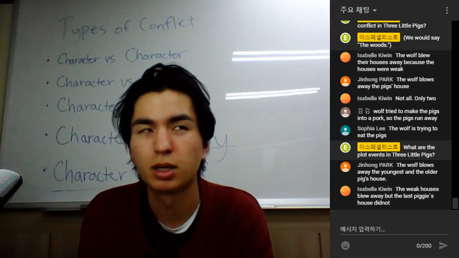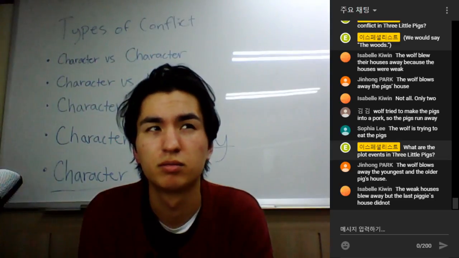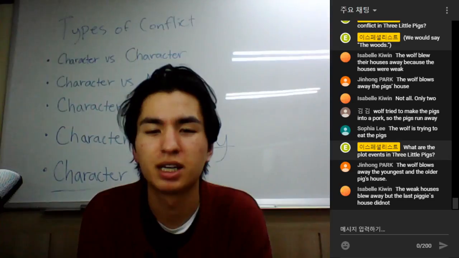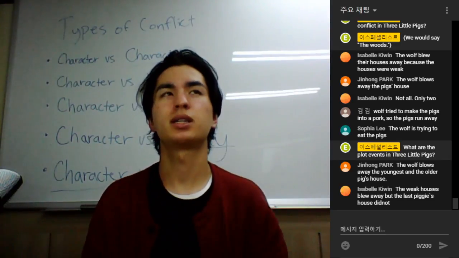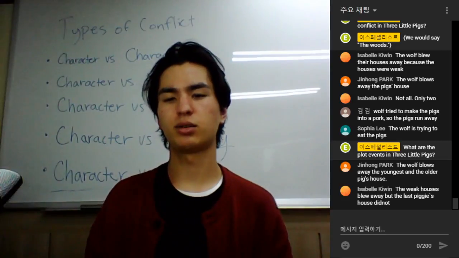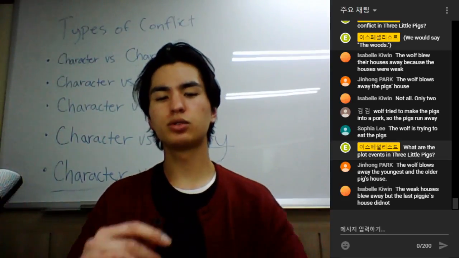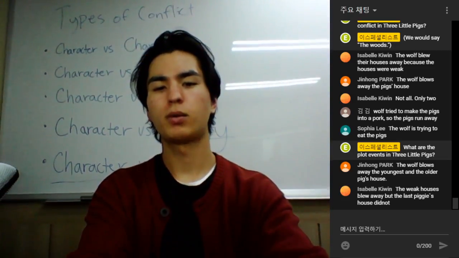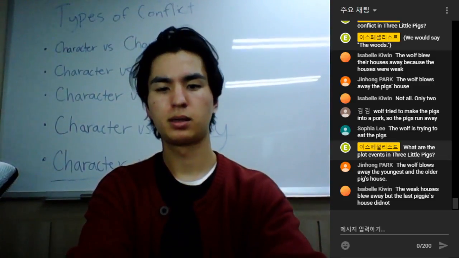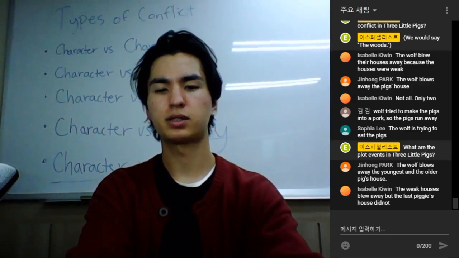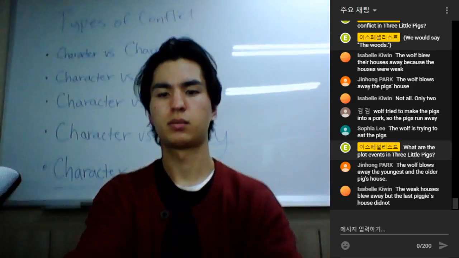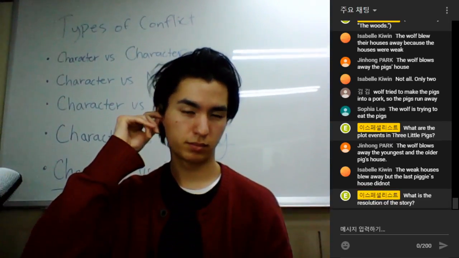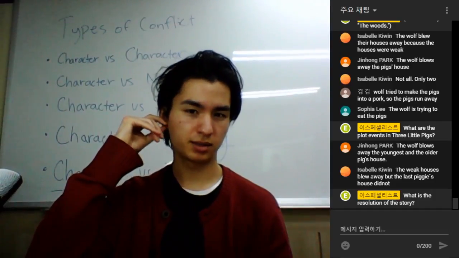Okay. It's been a long time since I read the story, but they run away to the middle pig's house. Maybe it's different, and different people tell this story. Maybe in the original story, the old story, the wolf ate the youngest and oldest pig. Okay, what is the resolution of the story? How does the story end?